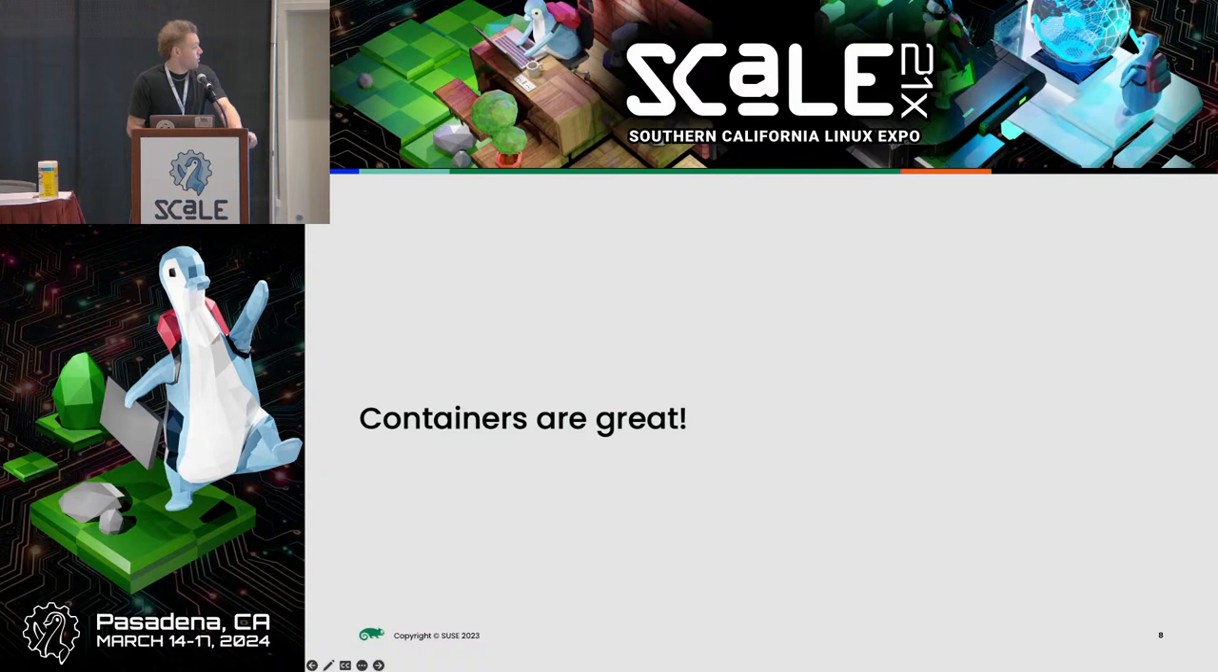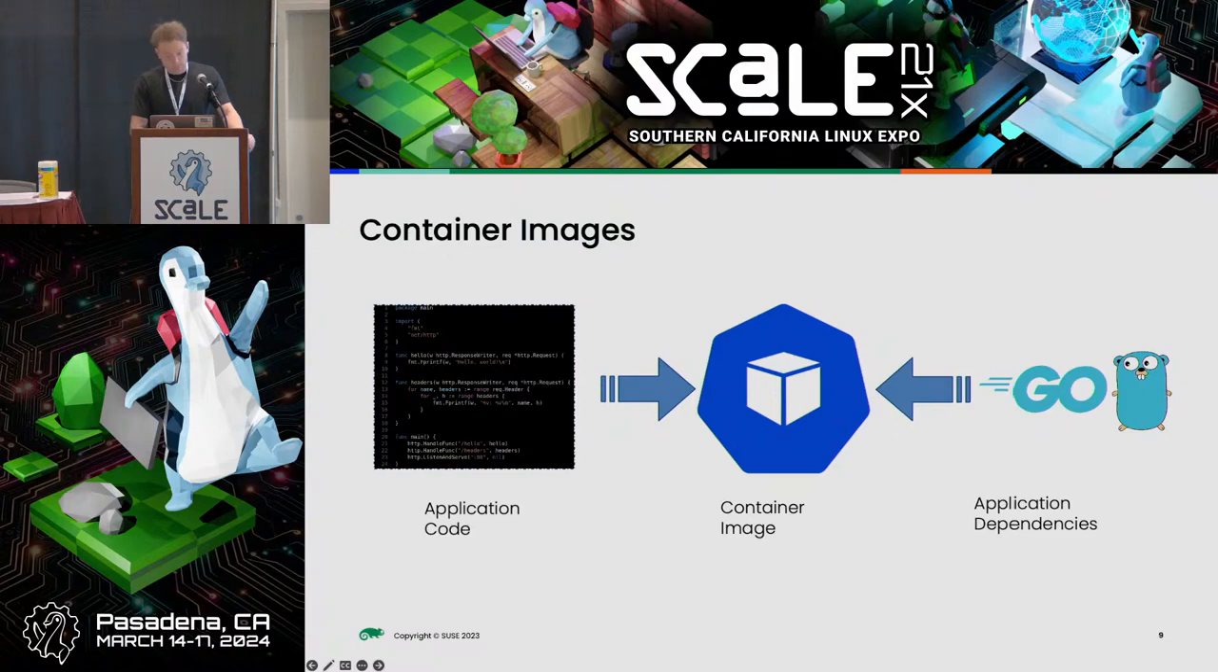Okay, so containers are great. They're fantastic. They allow for an immutable system that can be deployed anywhere. It's consistent. Think of it as a file system with a read-only layer and a writable layer. Because of the simplicity of it all, you just have your application's code and its dependencies, and you package that into what we call a container image. The container runtime then takes that read-only file layer and puts a read-write layer on top of it. Therefore, you can deploy it anywhere and it's going to be consistent.